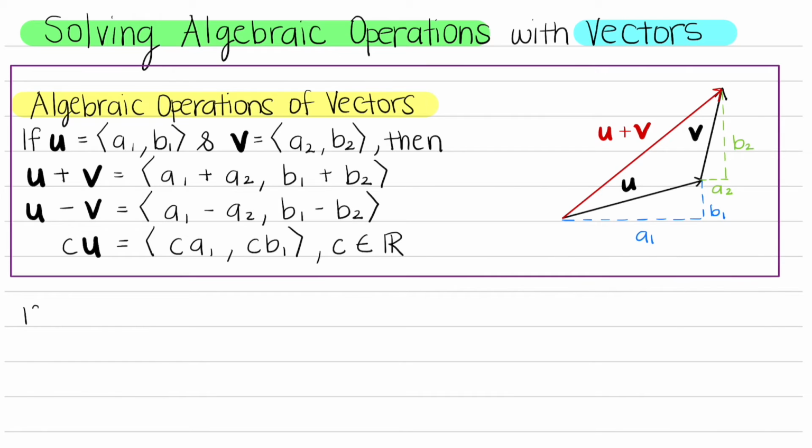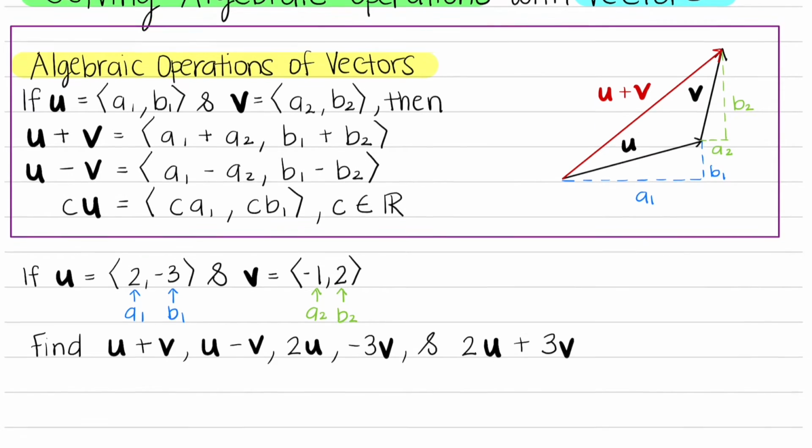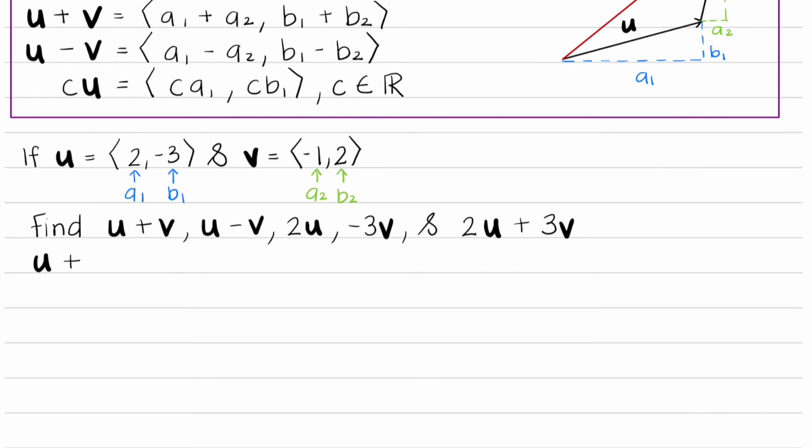So let's try an example. We are given vector u is 2 and negative 3, and vector v is negative 1 and 2. So 2 would be our a1, negative 3 would be our b1, negative 1 would be our a2, and 2 would be our b2. Let's find u plus v, u minus v, 2 times u, negative 3v, and 2u plus 3v. So for u plus v, let's use our formula given above.